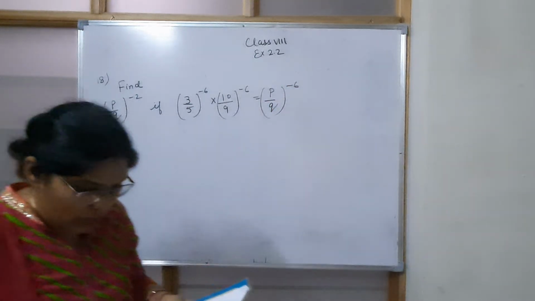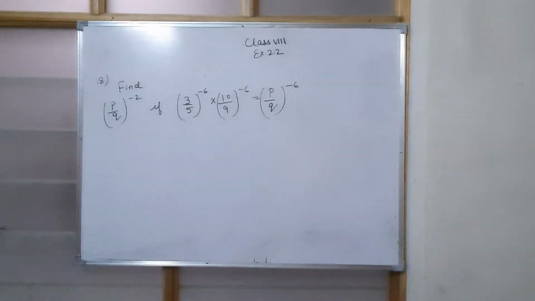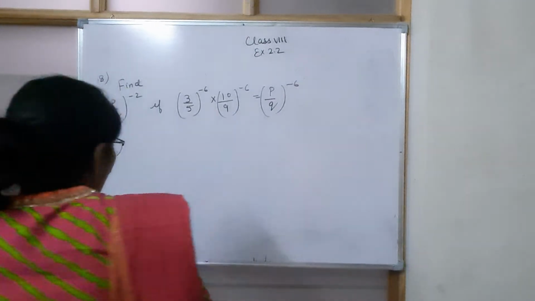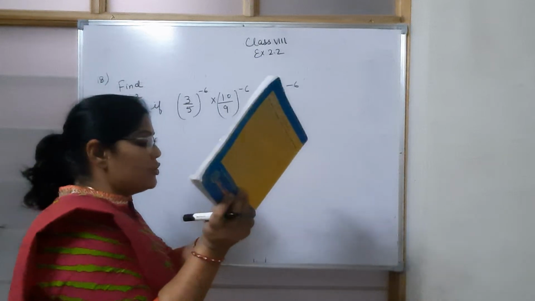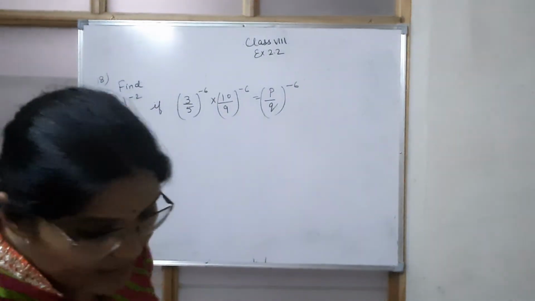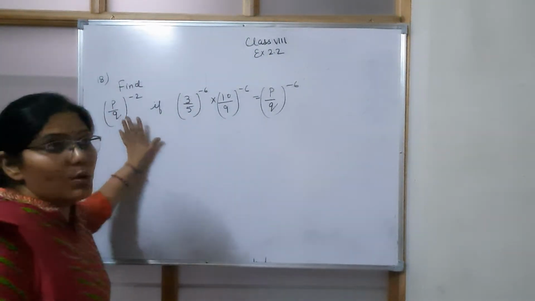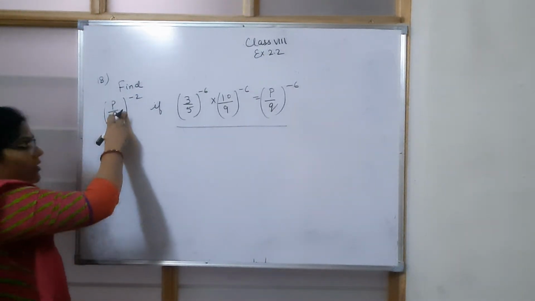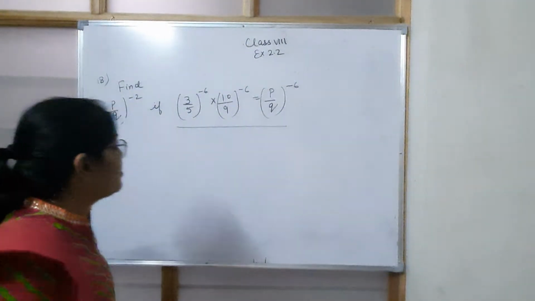Alright, so just have a look here. What is the expression given to us? It is given that 3 upon 5 raised to the power minus 6 multiplied with 10 upon 9 raised to the power minus 6 is equal to P upon Q raised to the power minus 6. And we just need to find P upon Q raised to the power minus 2. So first we will solve this so that we will be able to find the value of P upon Q. If we know the value of P upon Q, then only will we be able to find the value of P upon Q raised to the power minus 2.